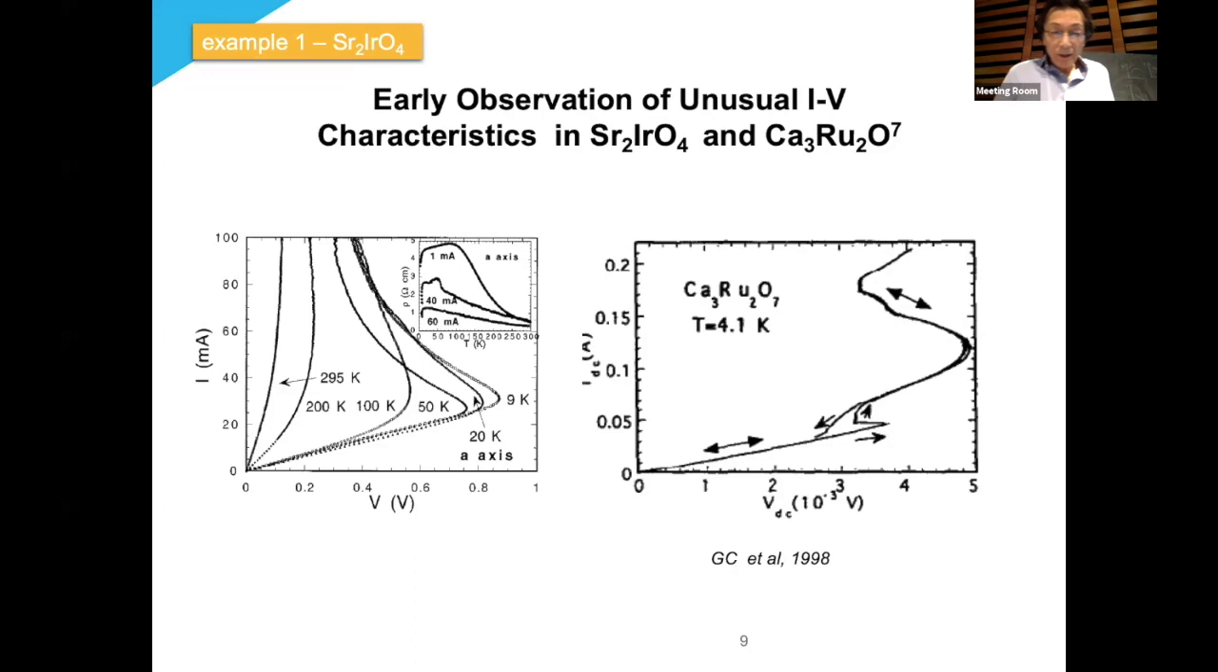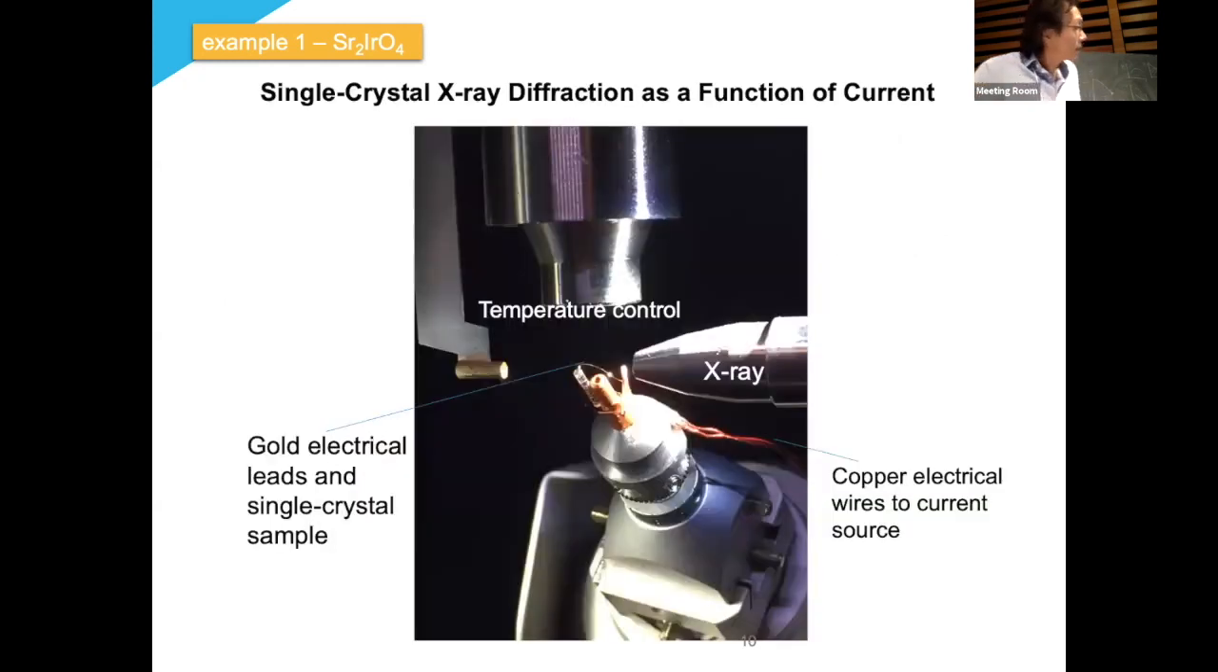So in recent years, we decided to revisit this type of issue. We started to think about what currents can do to structures. In order to do this, we designed this setup here. This is our single crystal X-ray diffractometer. And this is the sample holder.